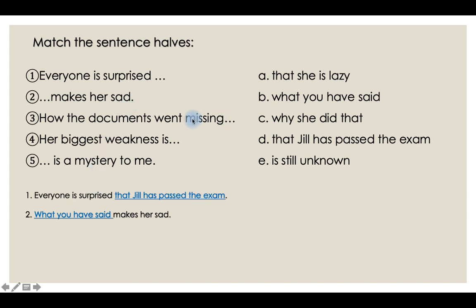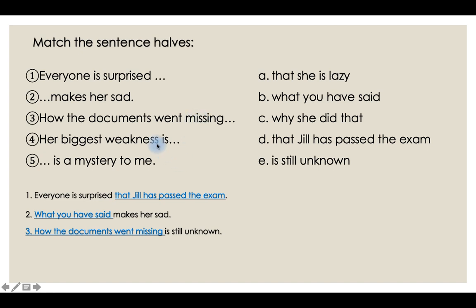How the documents went missing, that she's lazy is impossible. Yeah. Why she did that is also impossible here. But we need the verb to be, right? How the documents went missing is still unknown. This is sentence number 3.